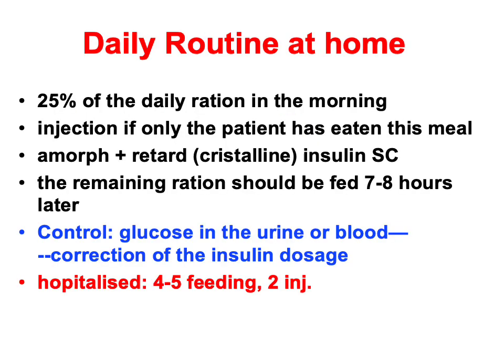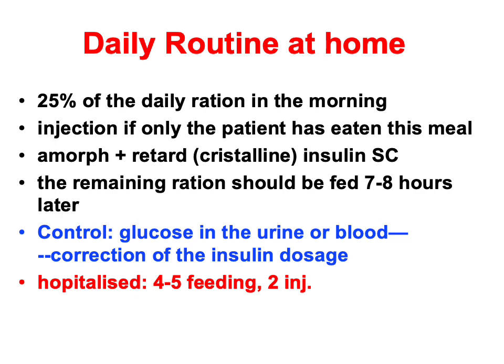The daily routine at home, how to synchronize the feeding and the possible necessary insulin injection. First, 1/4 of the daily ration from the previously discussed composition should be given in the morning. Injection only if the patient has eaten this meal, because if not, the insulin would drop the blood glucose.